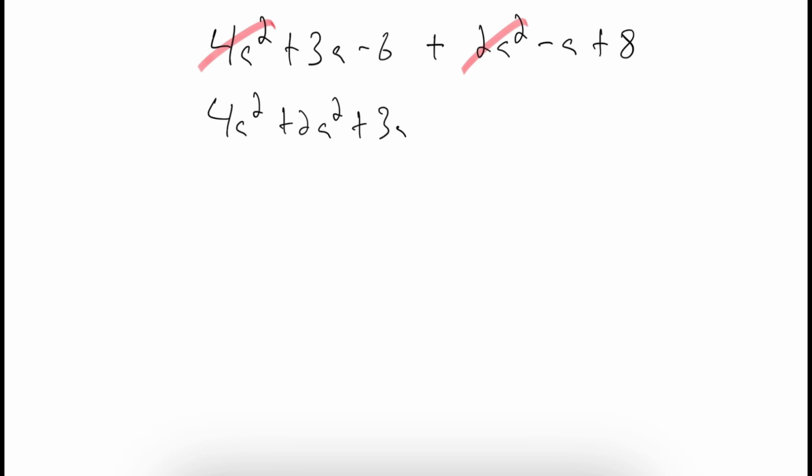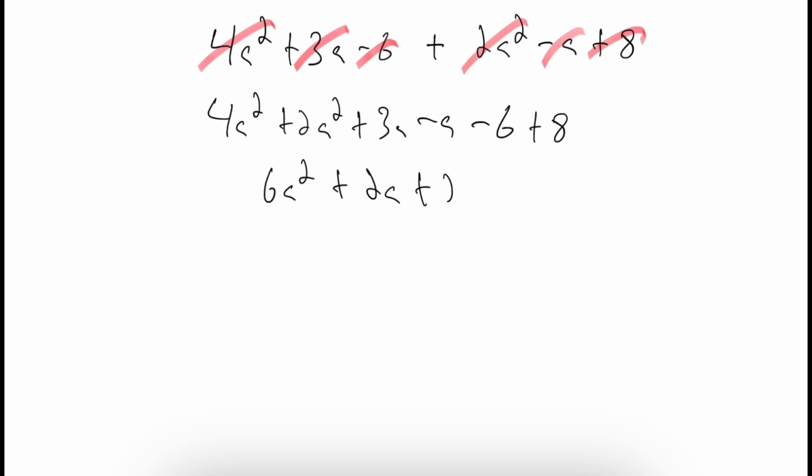Plus 3a minus a, minus 6 plus 8. So we'll do our a squared first. 4a squared plus 2a squared is 6a squared, plus 3a minus a, we have 2a left. Now negative 6 plus 8 is positive 2. So plus 2, and there is our final answer.